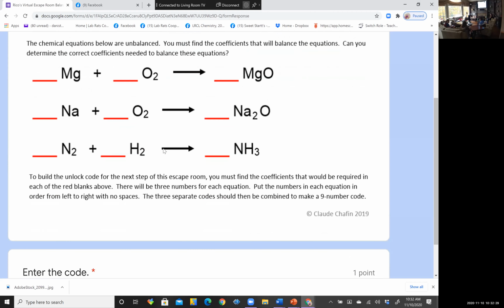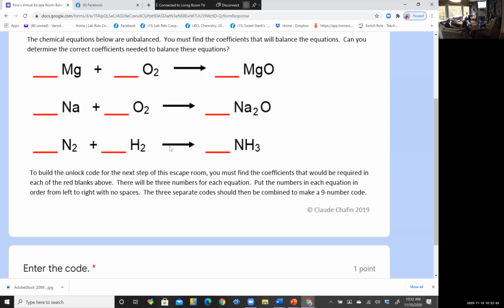Can you determine the correct coefficients needed to balance these equations? To build the unlock code for the next step of the escape room, you must find the coefficients required to balance the red blanks. There are 3 numbers for each equation. Put the numbers in each equation in order from left to right with no spaces. The 3 separate codes should be combined to make a 9-number code.